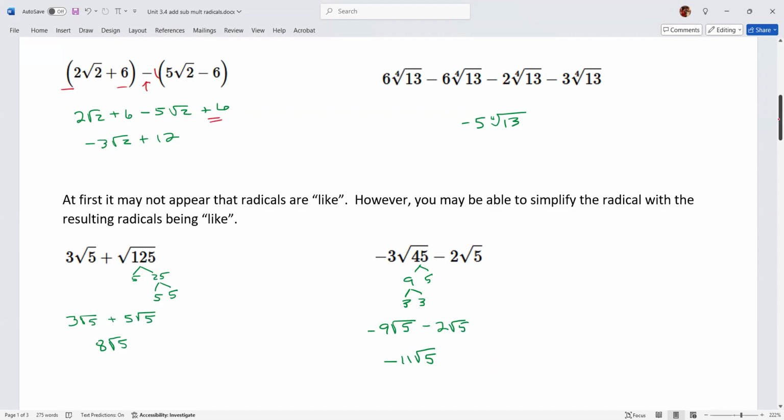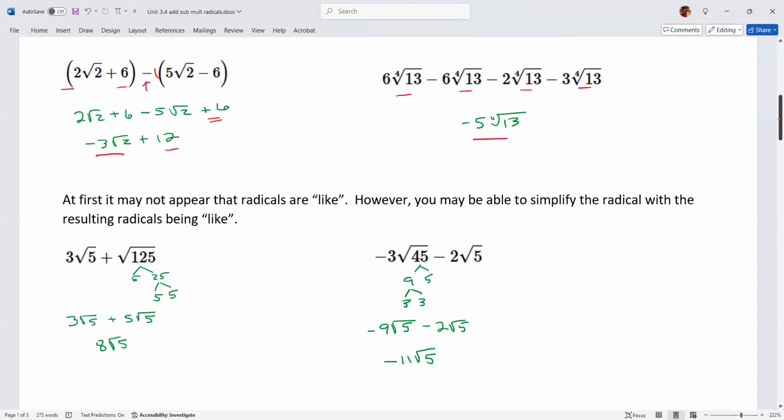And then as before, we combine like terms, we end up with a net -3 square roots of 2 and a +12. Here we have 4 that are exactly the same radicals. They're like radicals, and so we can simply add up the coefficients. 6 minus 6 is 0. -2 minus 3 yields us -5 fourth roots of 13.